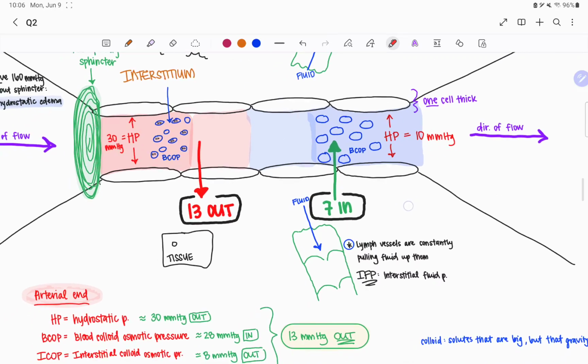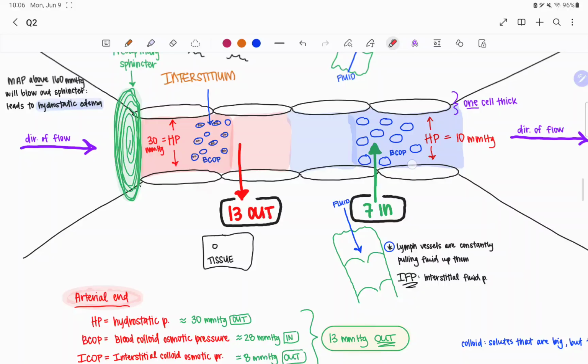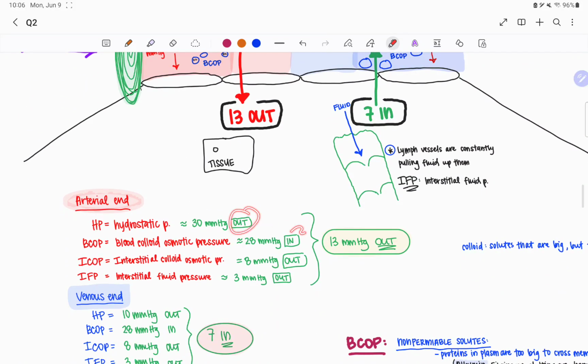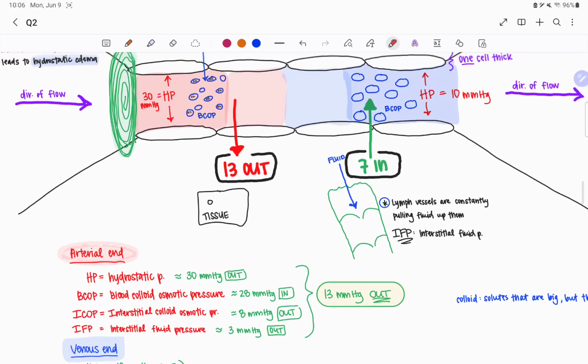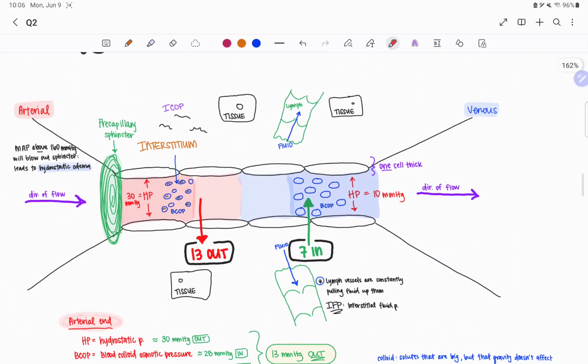Okay, and so that also causes a slight pressure out of the arterial end of the capillary. Okay, so when you add all of these up, out, in, out, out, we have about 13 millimeters of mercury of pressure out of the arterial end of the capillary. Okay, but then as we move through our capillary, it turns into the venous end of our capillary.